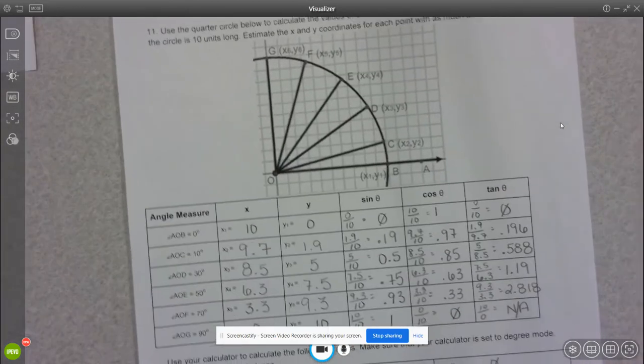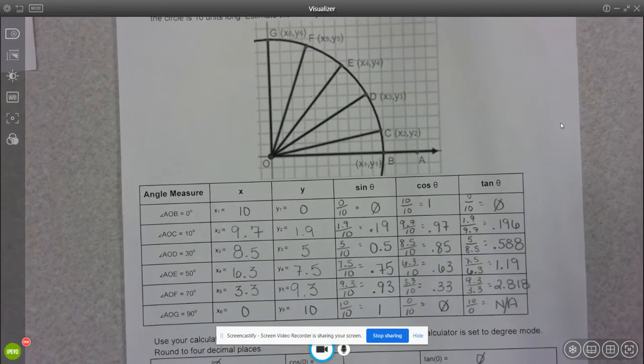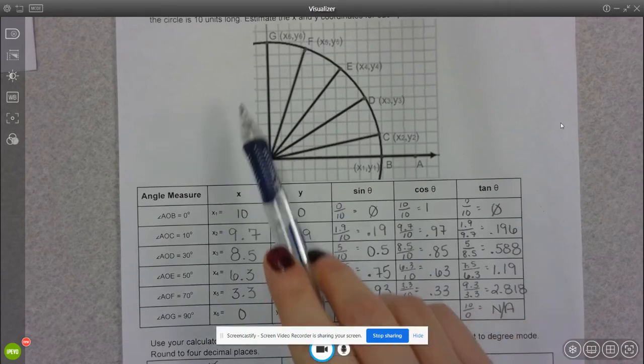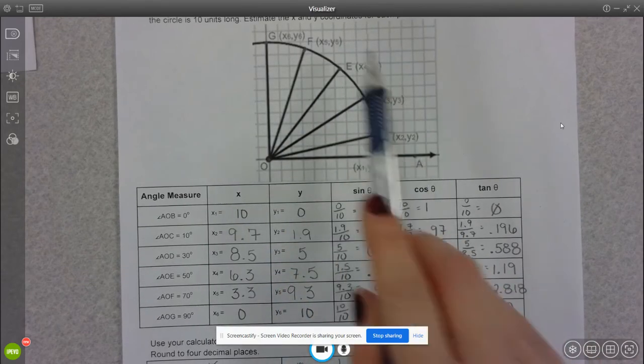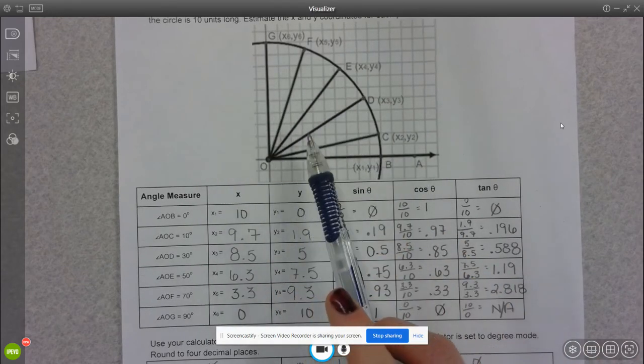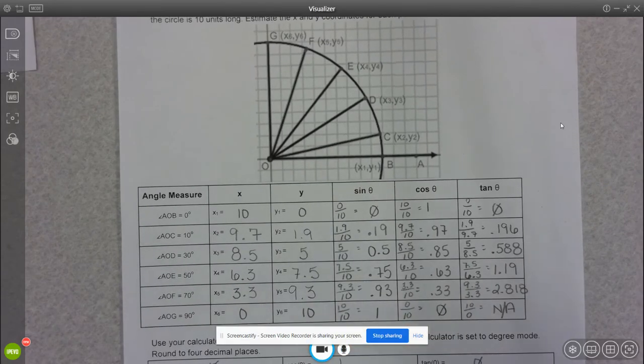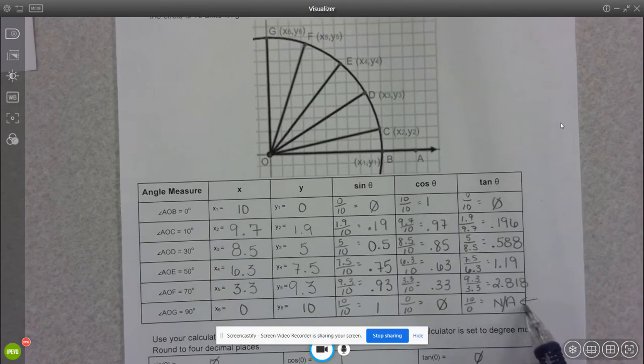All right, so again, just to show you where I went, this is my completed table. This is based on my estimation with this quarter circle above in quadrant 1. Now, since there was some estimation involved with these, this is my caveat here. Divided by 0, that doesn't work. It's an error. It does not exist.